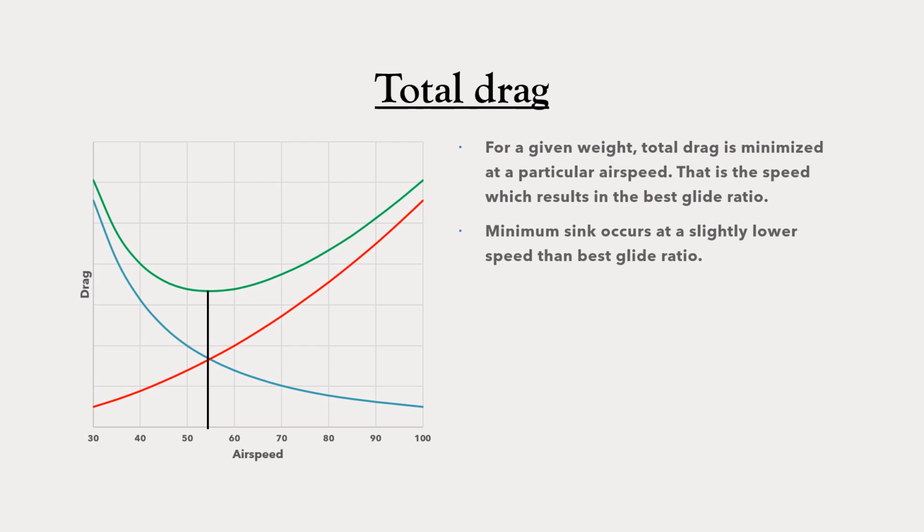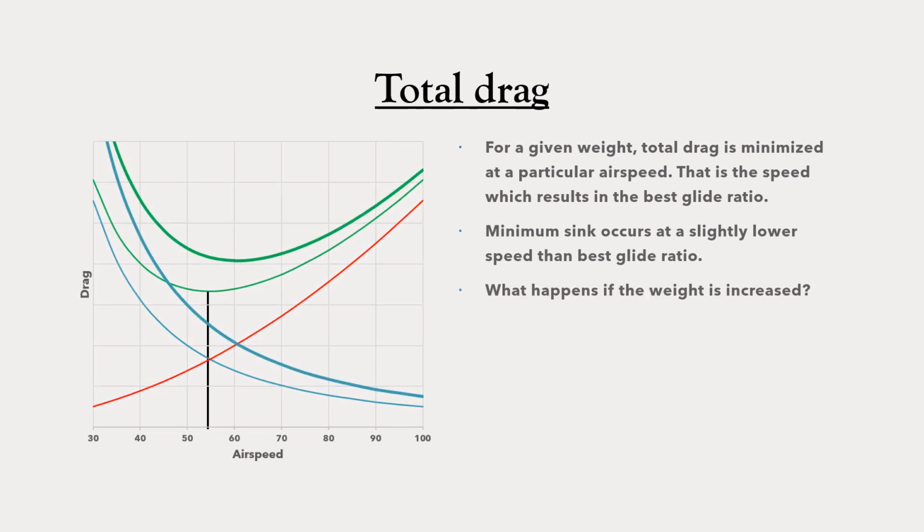Minimum sink speed actually is a little bit slower than the best L over D speed. So at minimum sink speed, you'll be sinking at a lower speed, but because you're going forward at a lower speed, you'll be actually sinking at a little bit higher angle.